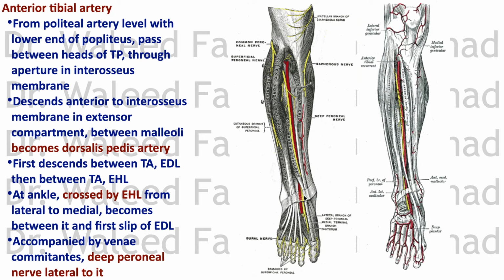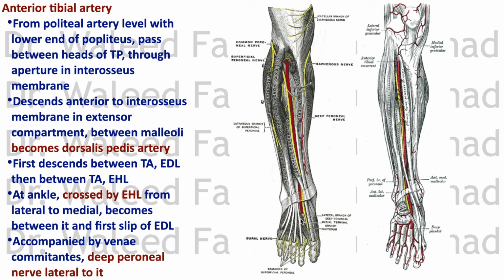Further lower down, beyond the ankle joint, the extensor hallucis longus crosses it from lateral to medial, as you can see here. Okay, crossed by the extensor hallucis longus, the artery becomes between it and the first slip of the extensor digitorum longus. Did I say crossed by the extensor digitorum? No, it's crossed by the extensor hallucis longus. And now the artery becomes between it and the extensor digitorum longus.